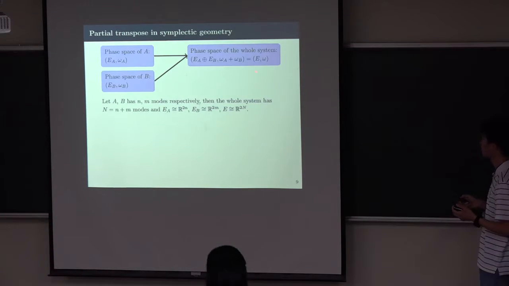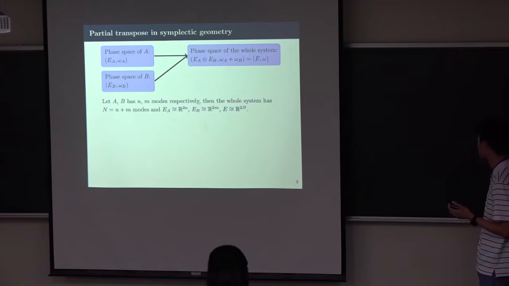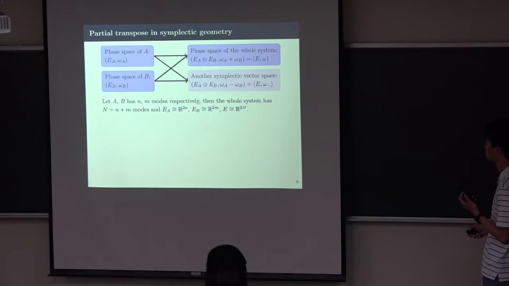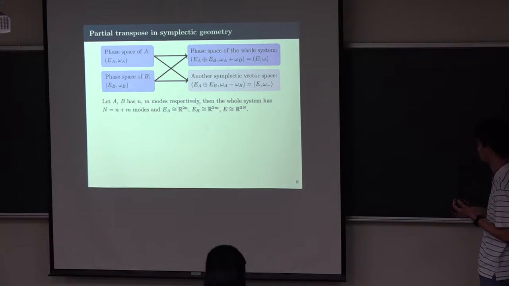Now the phase space of the whole system is the direct sum of EA and EB, and the symplectic form is omega A plus omega B. Now there's another symplectic vector space that we can construct from EA and EB. Its symplectic form is omega A minus omega B. So this is a mode and F mode, and the space is like this.